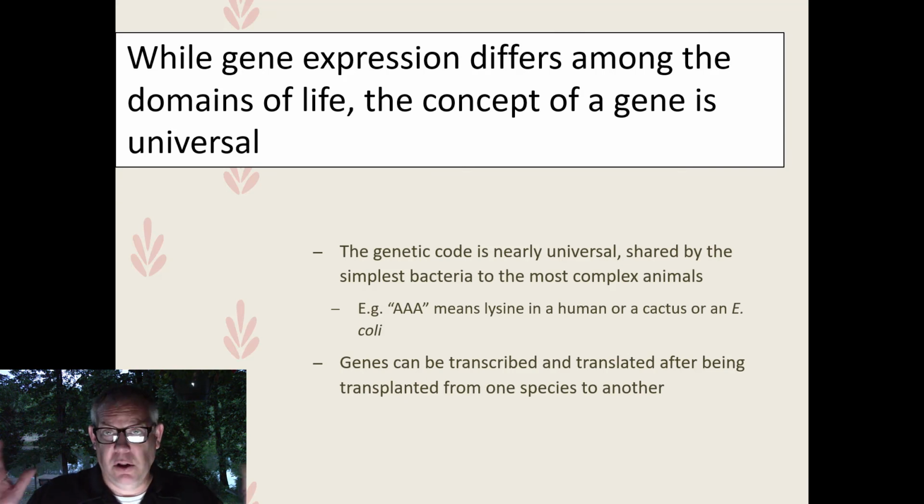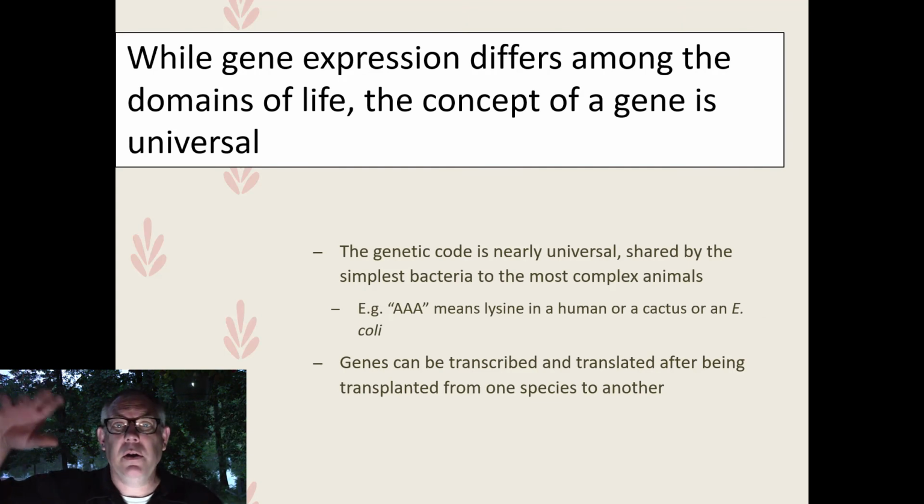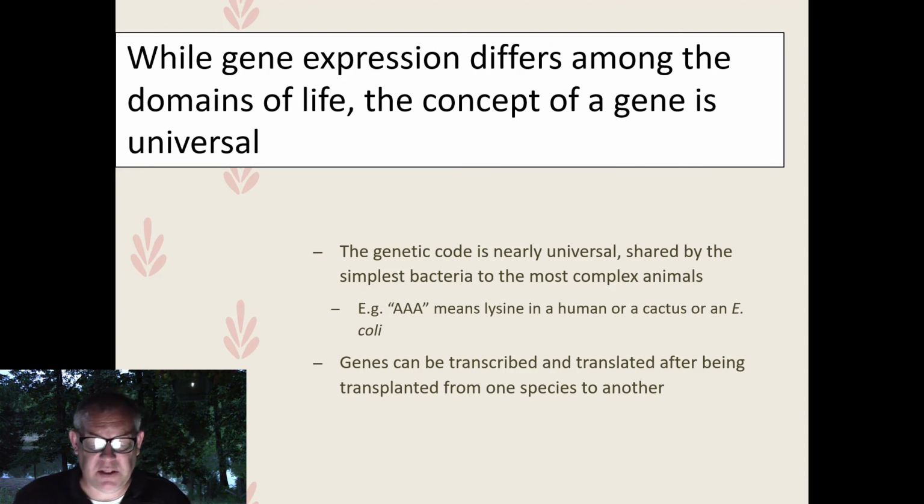Okay, and you learn right away in biology, you can't make broad statements like that. There's always going to be an exception. And yeah, there are little exceptions, just little ones here and there. But as a whole, the smallest bacteria, the tallest redwood, all living things and all living things that have ever existed all share this genetic code. And that's pretty cool. So an AAA codon means a lysine in a human or a cactus or an E. coli. That's pretty cool.